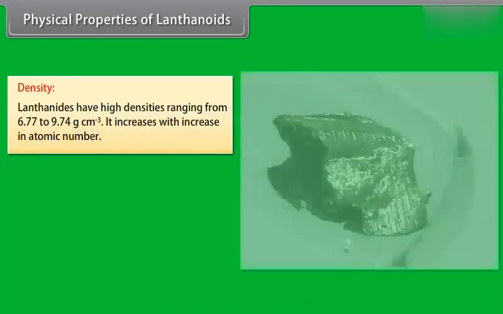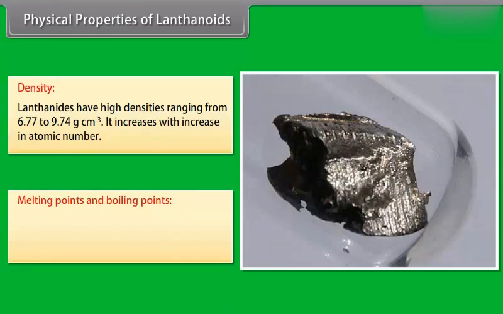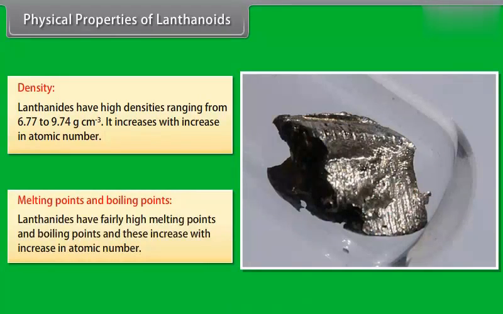Density. Lanthanides have high densities ranging from 6.77 to 9.74 gram per cubic centimeter. It increases with increase in atomic number. Melting points and boiling points. Lanthanides have fairly high melting points and boiling points, and these increase with increase in atomic number. This is because the attraction between atoms increases as the size decreases.